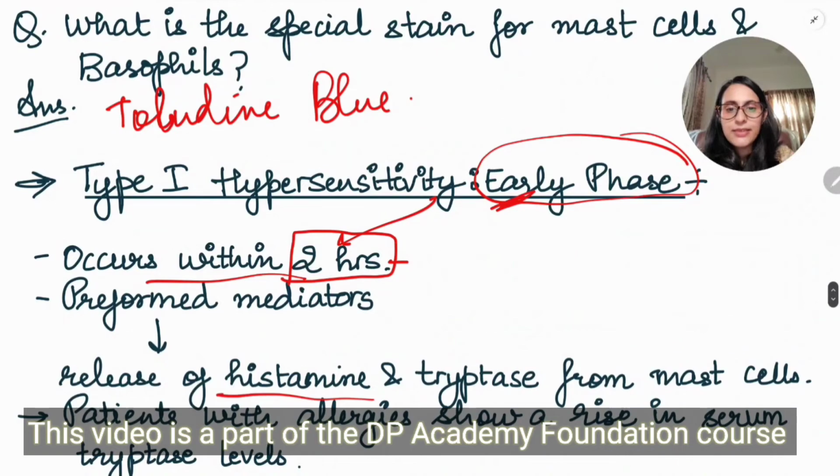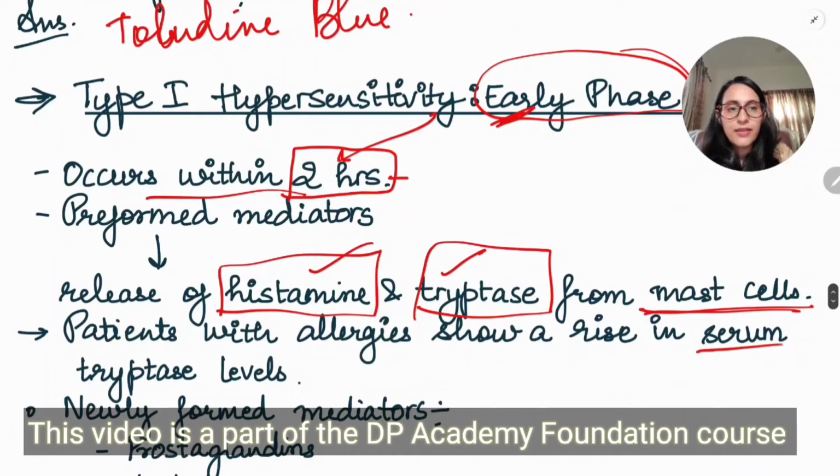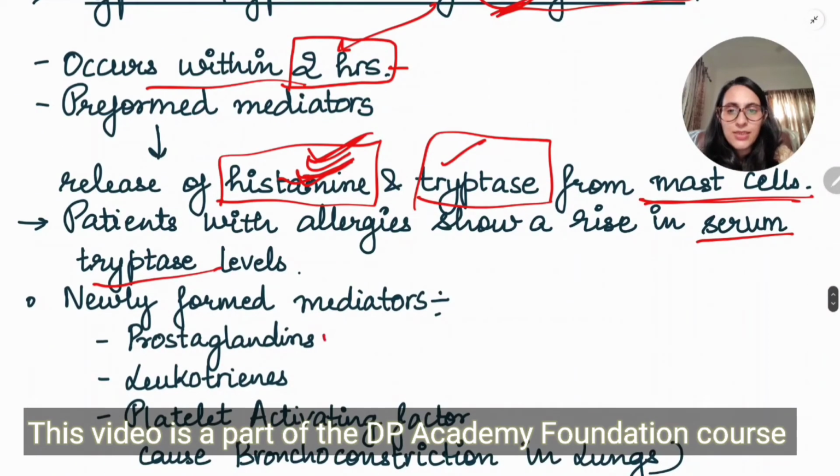In the early phase, occurring within 2 hours, there are preformed mediators that are released, that is histamine and tryptase. They are released from the mast cells because the mast cells degranulate. The mast cells burst open, so the preformed mediators histamine and tryptase are released in the blood. So the patient with allergies will show a rise in serum tryptase level. Also, there is release of histamine. This histamine will cause vasodilation in the blood and bronchoconstriction in the lungs, and that is going to cause asthma. There are also newly formed mediators such as prostaglandins, leukotrienes, and platelet activating factors. All of these mediators cause bronchoconstriction in the lung.